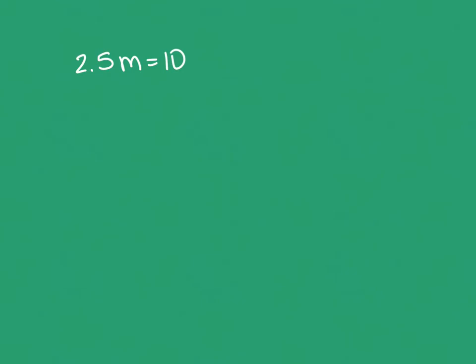Okay, I chose to do this one with you. It's a decimal, so let's have a look at this one. 2.5 times m equals 10. M is being multiplied by 2.5. The inverse or opposite of multiply by 2.5 will be to divide by 2.5. We must do the same to both sides of the equation to keep it balanced. 2.5 divided by 2.5 equals 1, leaving me with just 1m.